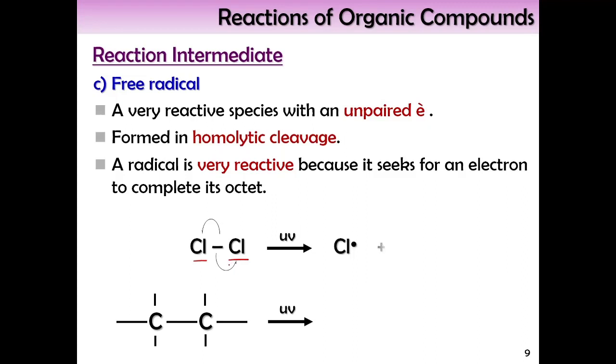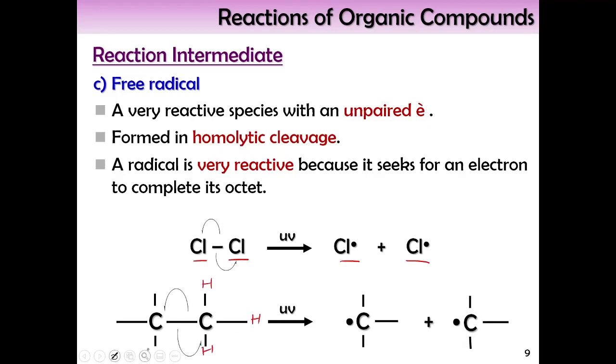So you get free radicals, and it can also be a group of atoms. Actually, this one can be ethane. So what you get is two methyl free radicals. Or it can be another carbon here.